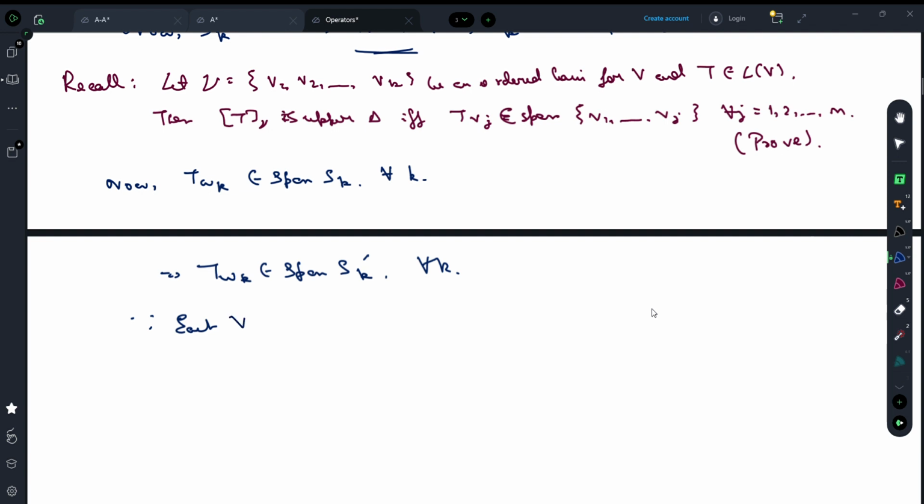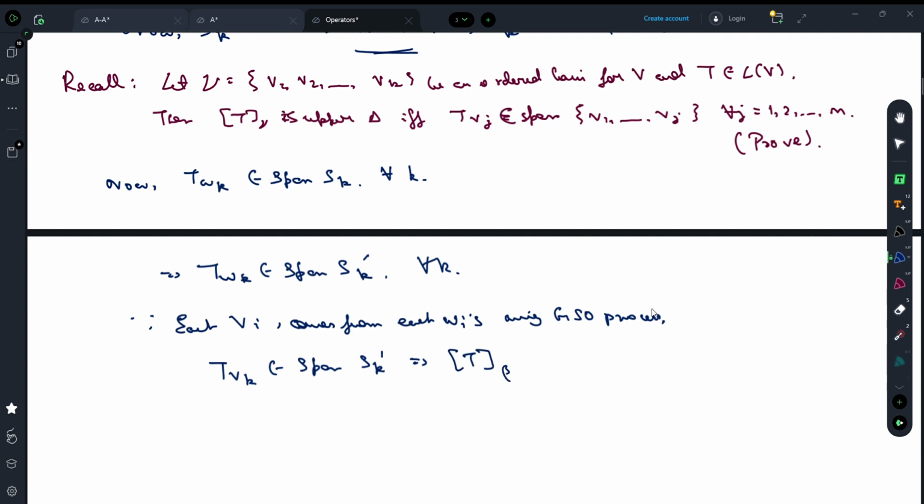But then, since each Vi comes from each Wi using the Gram-Schmidt orthogonalization process, therefore we can say that T of Vk is also contained in the span of Sk dash, right? But if T of Vk comes from the span of Sk dash, then that typically means that the matrix of T with respect to B dash is upper triangular. Okay, this follows from the statement we wrote.